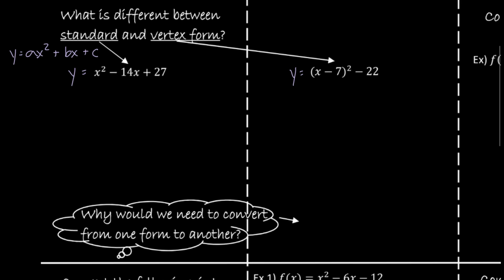Why could I possibly ask you to convert from standard to vertex? Why would I do that? What does vertex form make it easier to do? Find the vertex. Why would I need to know where the vertex is? We can be asked that.